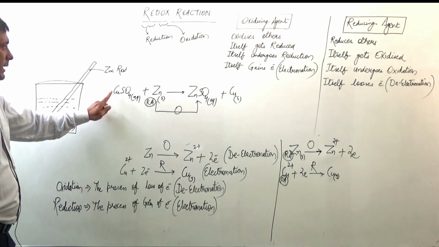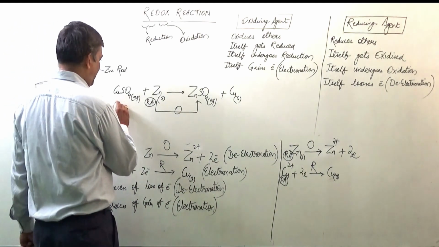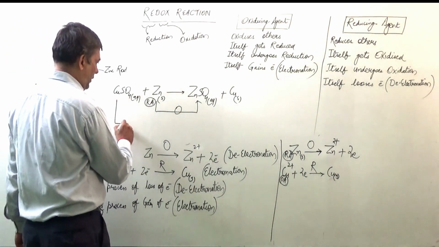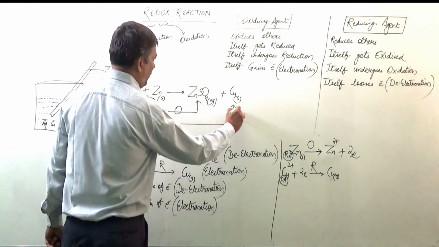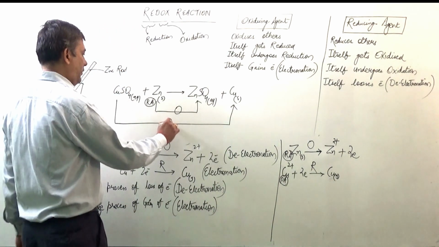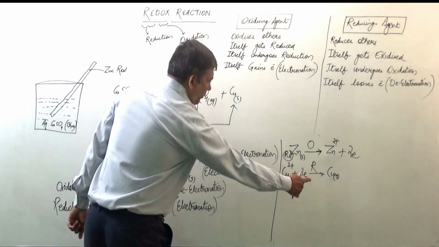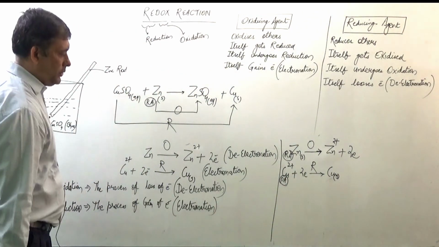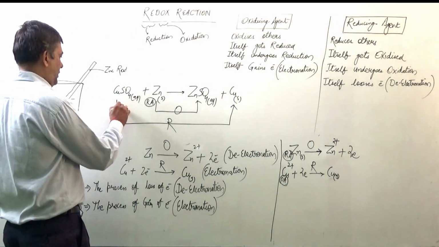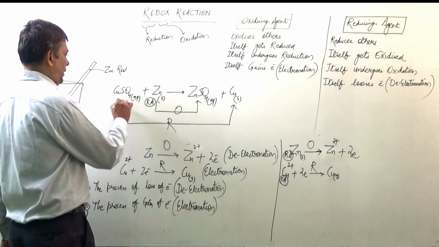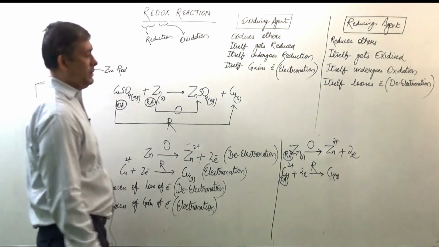And on the other hand, simultaneously this copper ion is gaining 2 electrons, undergoing the process of reduction, and this process of reduction is shown by the oxidizing agent. The substance which undergoes reduction is the oxidizing agent.